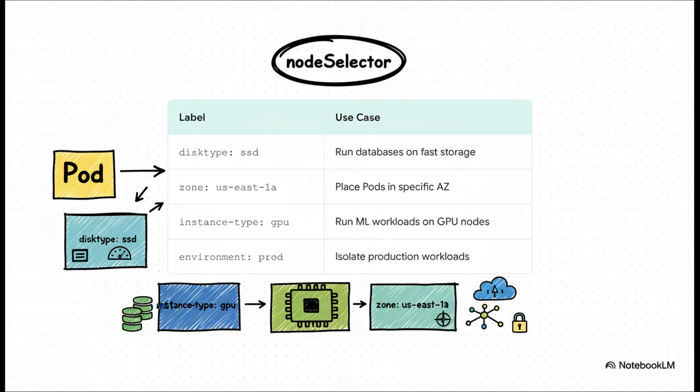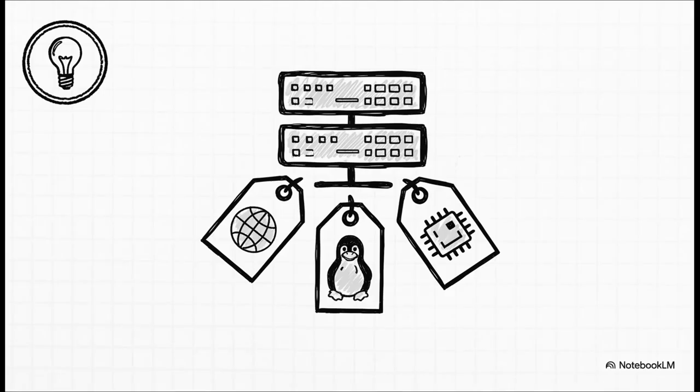And hey, here's a little pro tip for you. Don't always feel like you have to invent your own labels from scratch. Kubernetes and the big cloud providers often automatically apply standardized, well-known labels to your nodes for things like availability zone, the operating system, or instance type. Tapping into those makes your configurations even more portable and consistent across different environments.